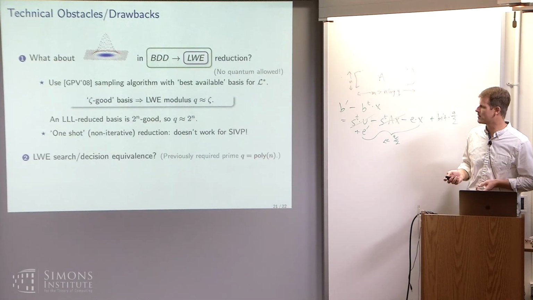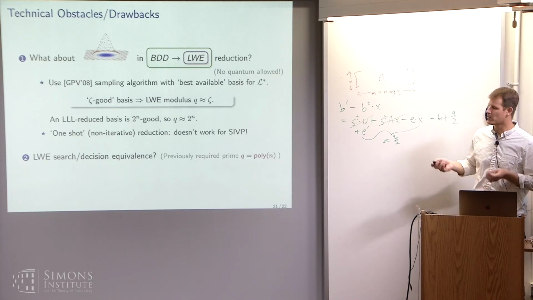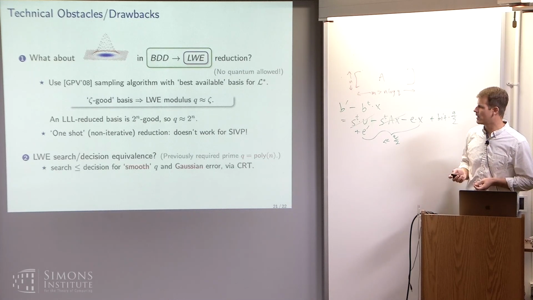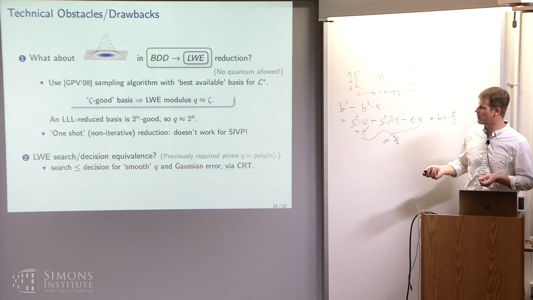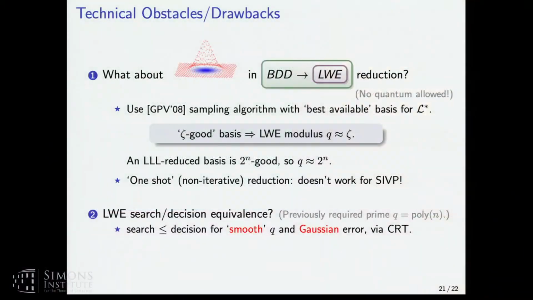Okay, search-decision equivalence is also an issue you have to get over, because previously this was only proved for polynomial moduli, and this is an exponentially large modulus. You can get around this by using a smooth Q and Gaussian error. So this is maybe another exercise. If you break the decision, if you break the digital signature scheme, then work on this. Or, as we'll see in the next talk, you can just reduce directly to decision without using search as an intermediate problem. That's an alternative thing you could do in this setup.